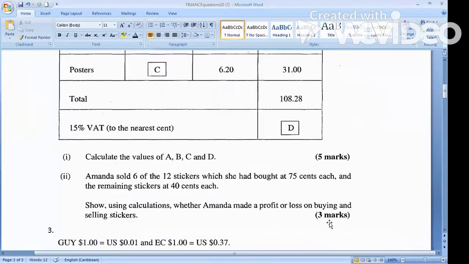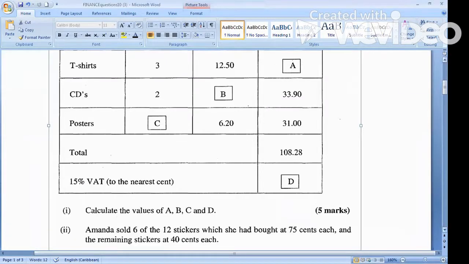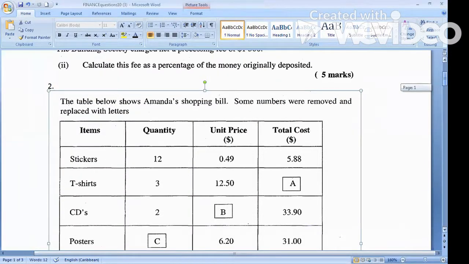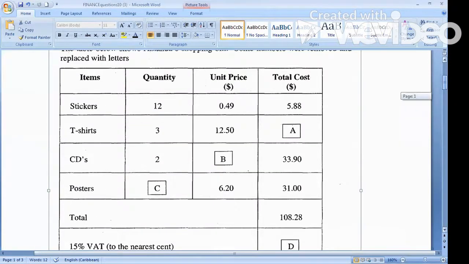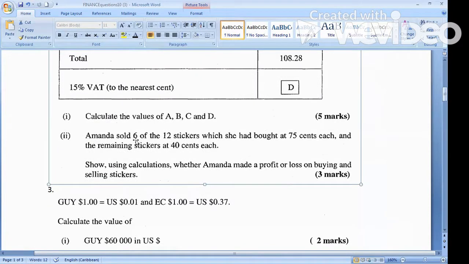Let's look at down here, so this part here. This is Amanda's shopping bill, right? It says Amanda sold 6 of the 12 stickers that she bought at 75 cents each, and the remaining stickers at 40 cents each. Show by using calculation whether Amanda made a profit or a loss on buying and selling stickers.